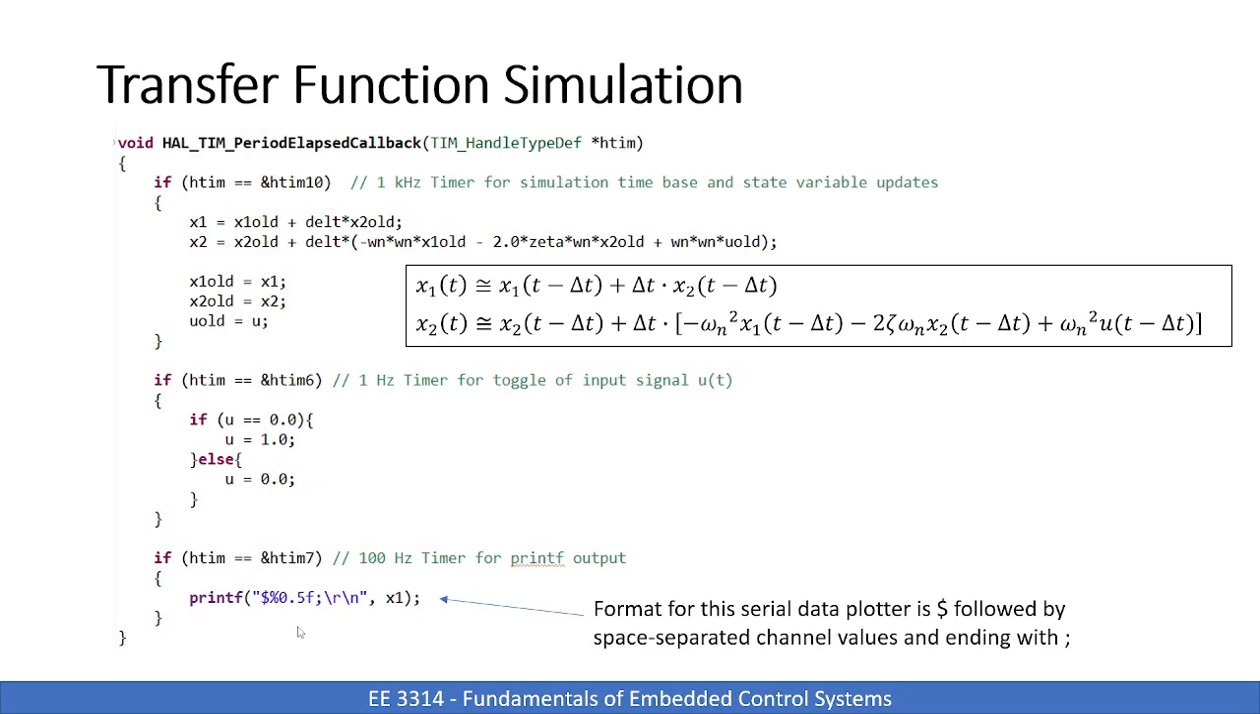So anyway, that program requires a $ at the beginning of the data and a semicolon at the end of the data. You can have multiple values. If you want to plot multiple channels of data, you can separate those values by a space or a comma. But for each time iteration, you want to start with a $ and then have a semicolon, okay? And then the next time you have a $ and semicolon, it's going to count that data as another point in time, if you will.